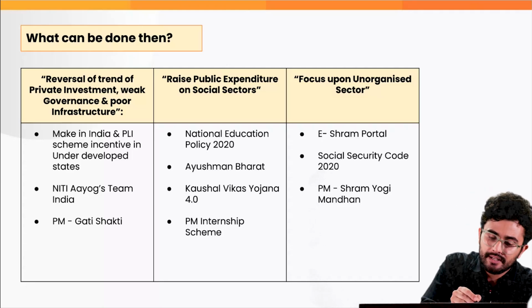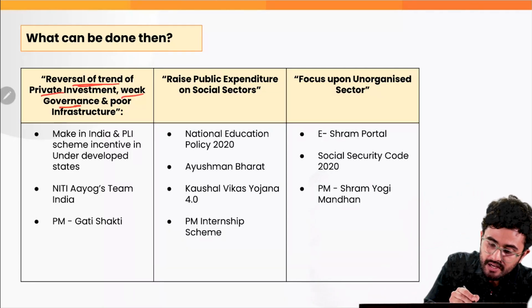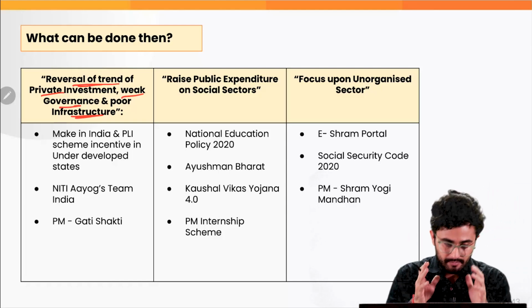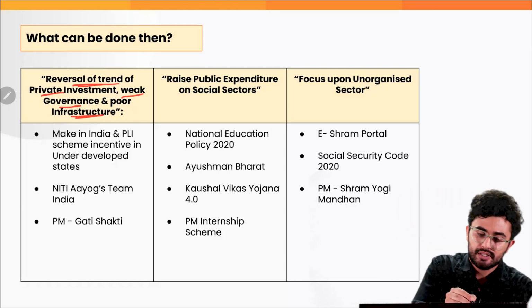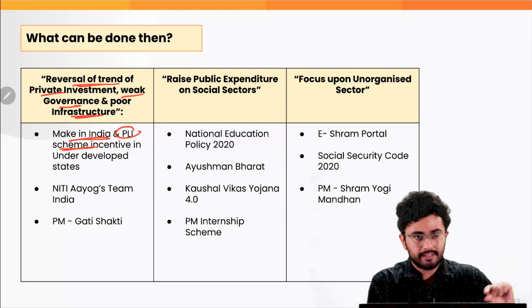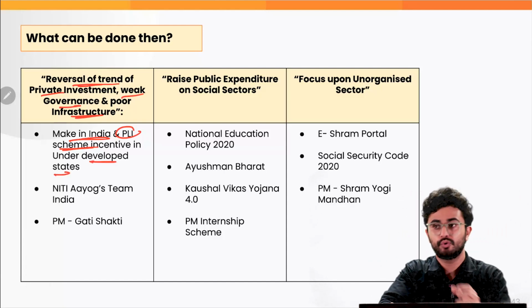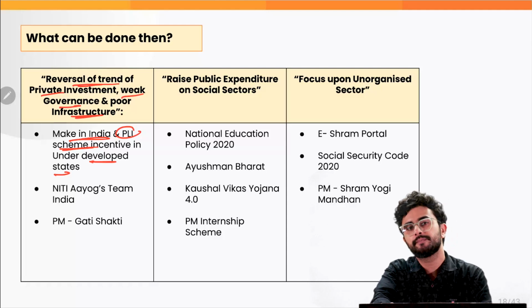The first is that there shall be a reversal of the trend of weak private investment, weak governance and poor infrastructure. What has the government done for that? It has launched Make in India and the Production Linked Incentive Scheme, and it is providing various incentives under that to create manufacturing in these underdeveloped states, to promote industries there, and promote startups.